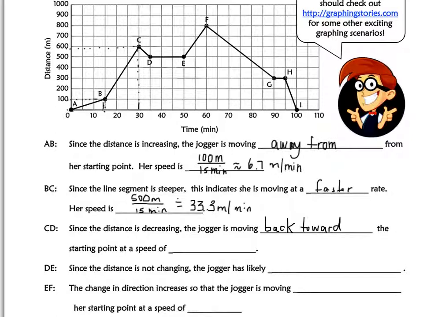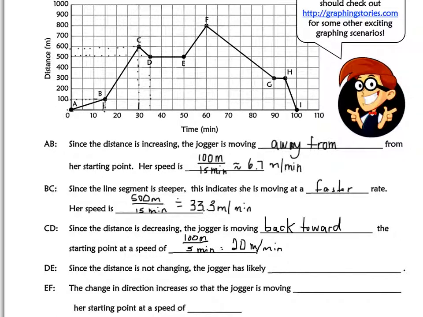And the speed from C to D: at C you're at a height of 600 meters, at D you're at a height of 500 meters, which means a 100 meter difference between those two points. And from C to D, C is at 30 minutes, D is at 35 minutes, so that's only a 5-minute interval. So 100 divided by 5, or 20 meters per minute.